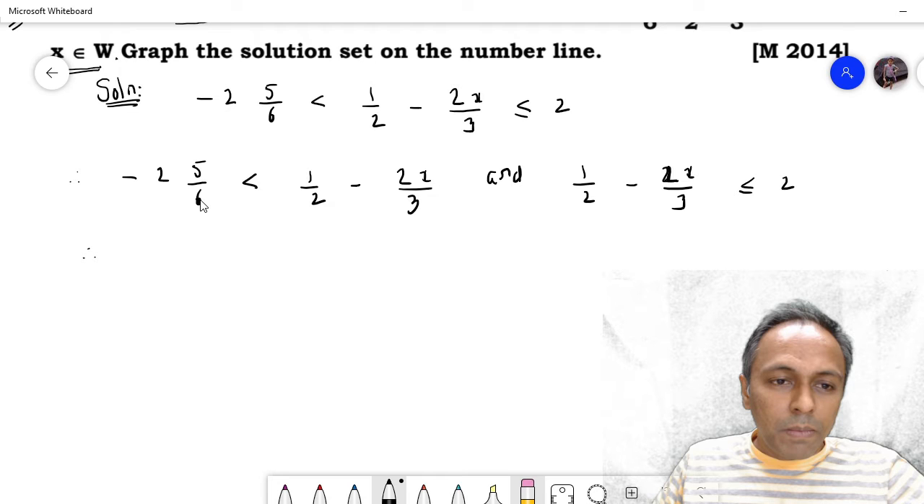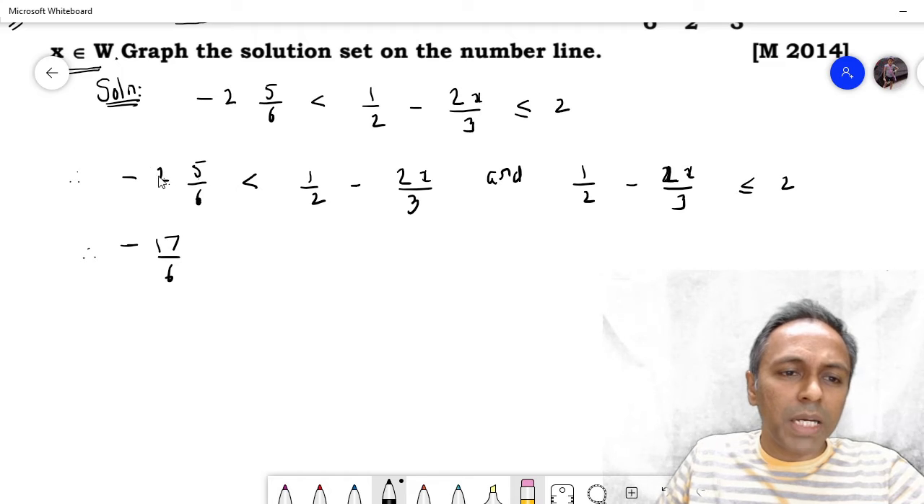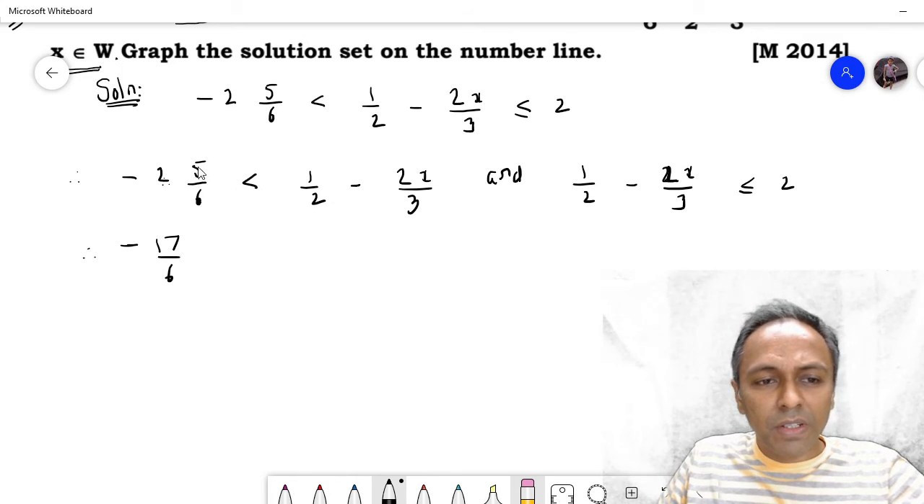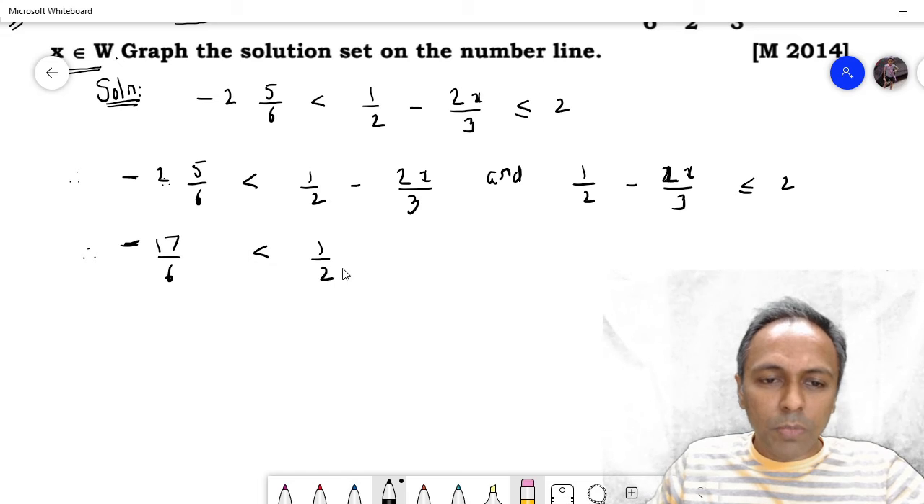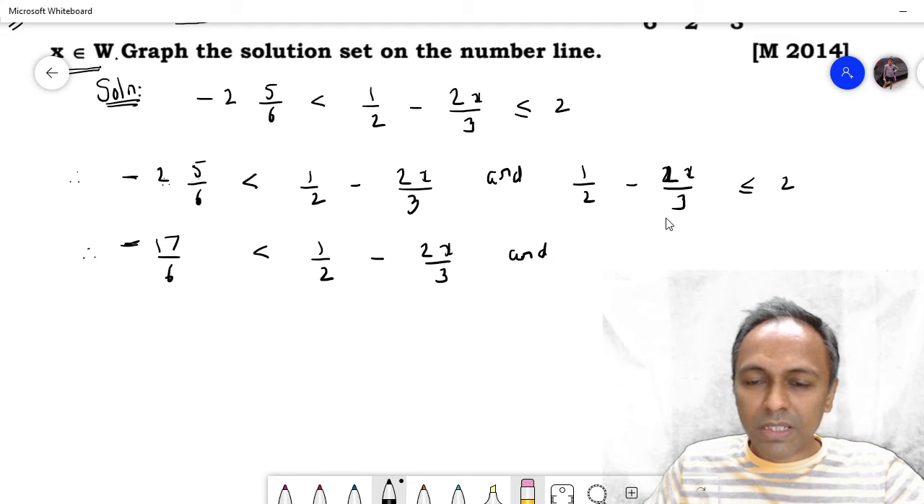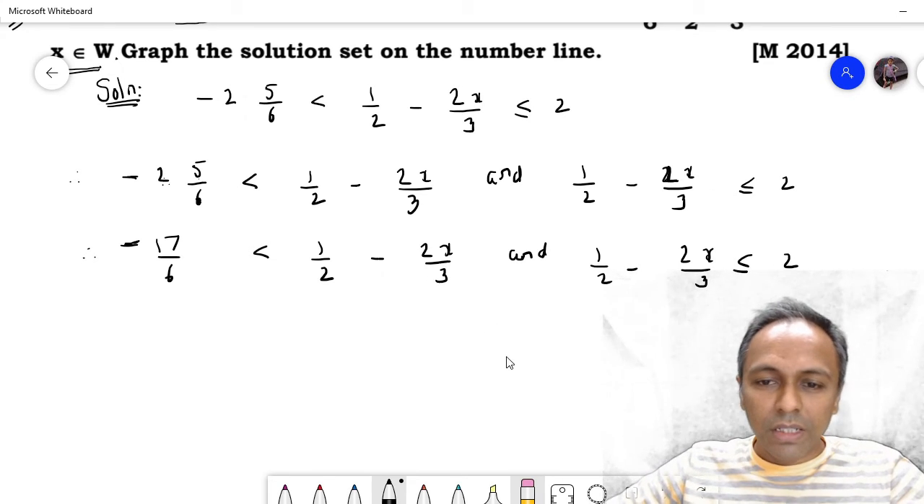Minus भारी है, let it be there. 2 6 are 12, 12 plus 5, I'm repeating, 2 6 are 12 plus 5 is 17 upon 6. Some children make an error of minus 2 into 6, they think minus 12 and then they add 5. It will be an incorrect one. Keep minus aside and tackle this first. Is less than 1 upon 2 minus 2x upon 3 and this is as it is. Okay, just rewriting it to maintain that symmetry.